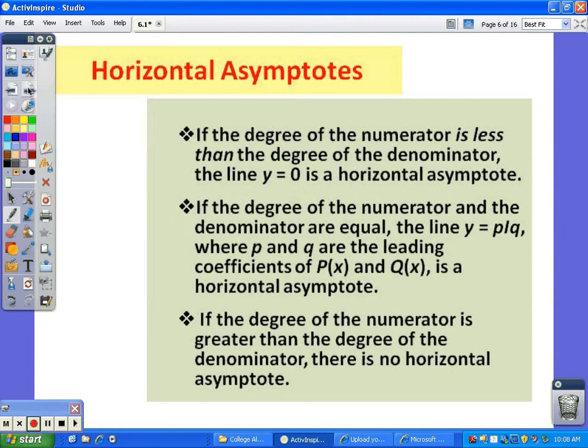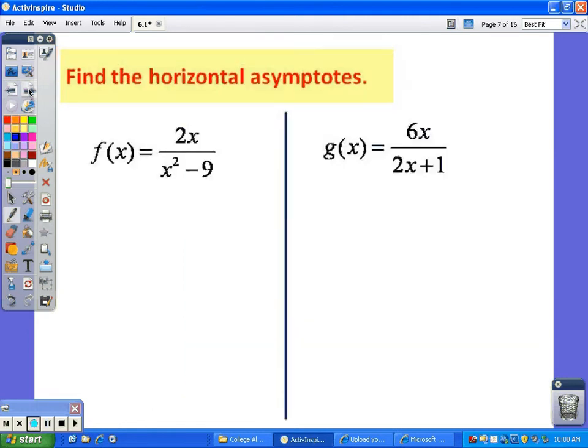Now, there's really no way to prove this to you. It does require calculus, so if you're planning on taking calculus, you will go back through this and learn exactly why these rules are set up for us. But for this class, all you'll need to do is just memorize these rules.